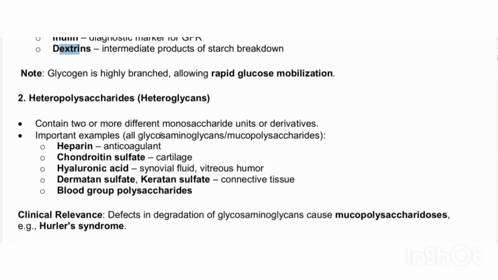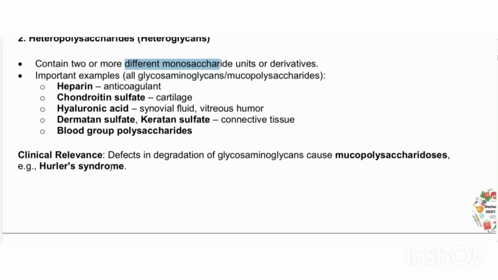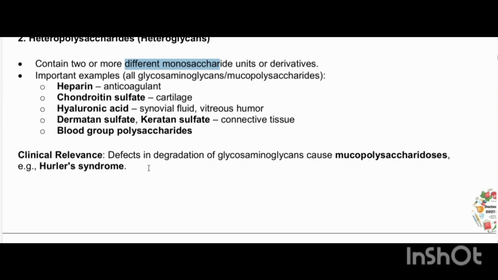Now coming towards heteropolysaccharides, they are also known as heteroglycans. As the name indicates, they contain different types of monosaccharide units or derivatives. Important examples are glycosaminoglycans like heparin, chondroitin sulfate, hyaluronic acid, dermatan sulfate, keratan sulfate, or blood group polysaccharides. One clinical point to be noted is that if there is a defect in degradation of glycosaminoglycans, it can result in a condition known as Hurler syndrome.